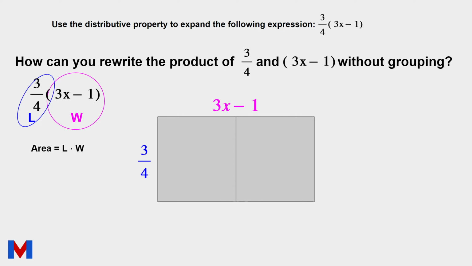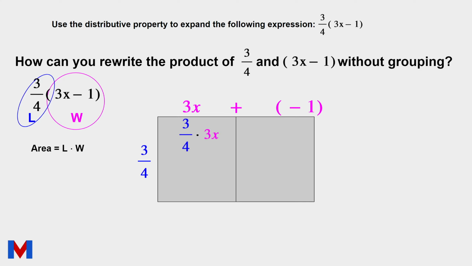So when we split this rectangle into two parts, I always feel like subtraction doesn't make a ton of sense in the width. So instead, I like to rewrite it as adding a negative. And that way we see that one part of the width is 3x, one part of the width is -1. We add them together to get the total width.